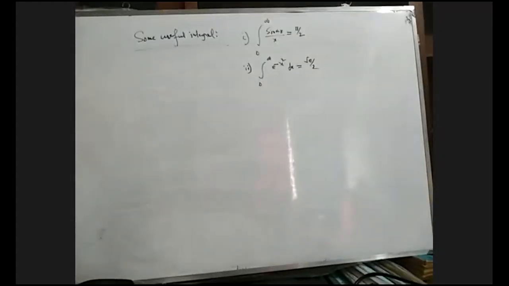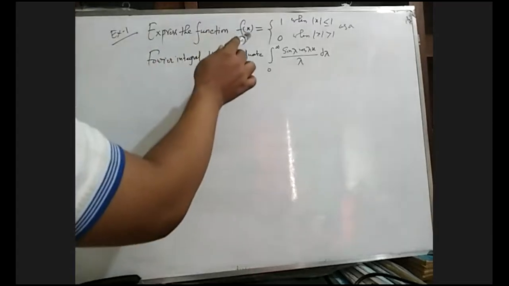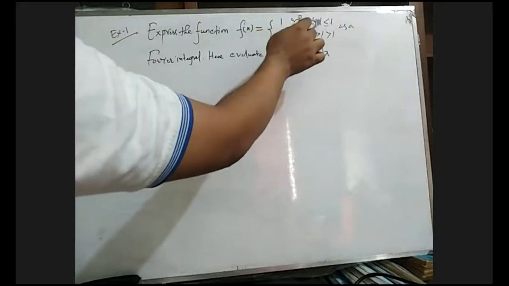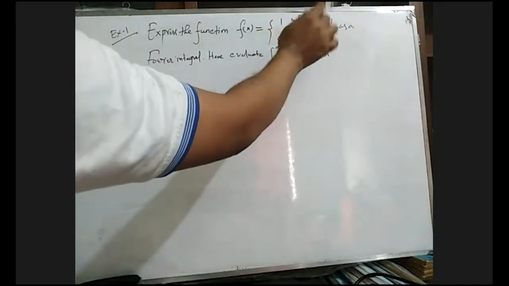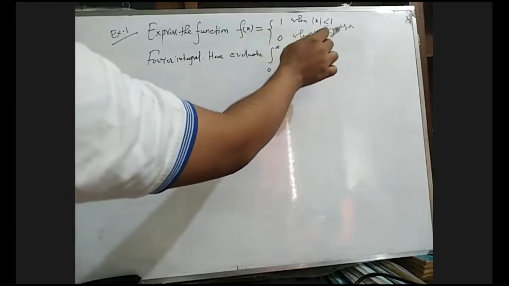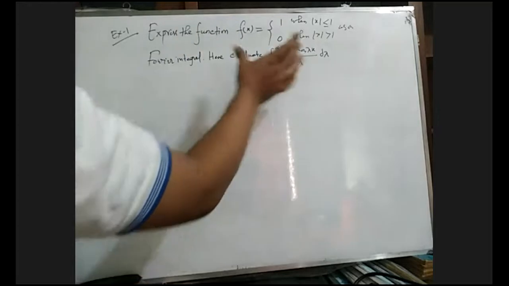Now try to solve an example. For the first example, express the function f of x, a piecewise function, where f of x equals 1 when the absolute value of x is less than or equal to 1, and f of x equals 0 when the absolute value of x is greater than 1, as a Fourier integral. We have to express this function as a Fourier integral, and hence evaluate this.